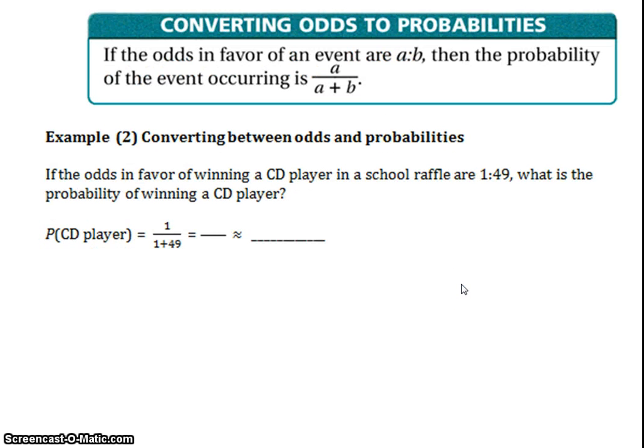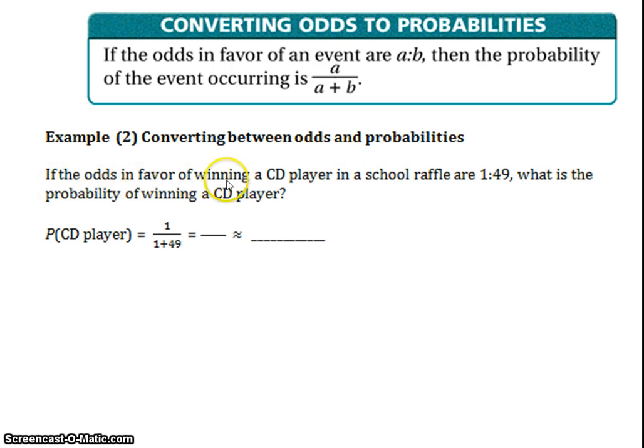Converting odds to probabilities. If the odds in favor of an event are A to B, then the probability of the event occurring is A over A plus B, because A plus B would be the total number of outcomes. This is for probability. Converting between odds and probability.